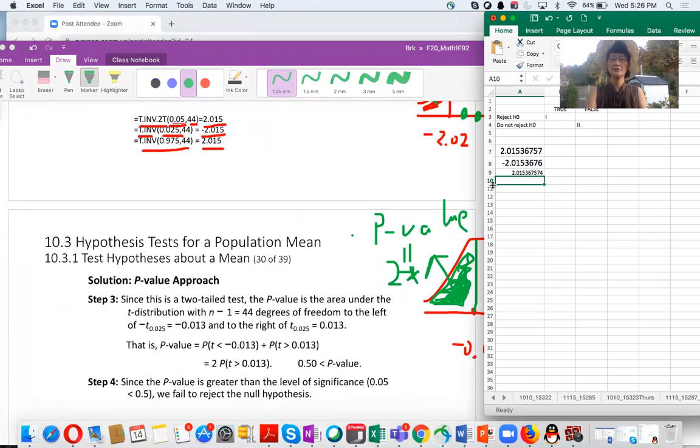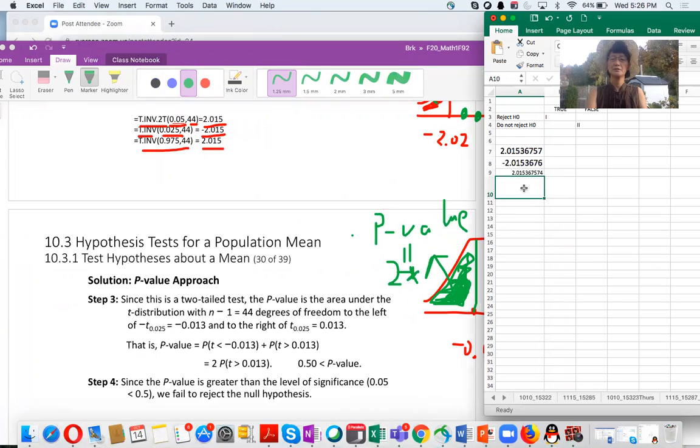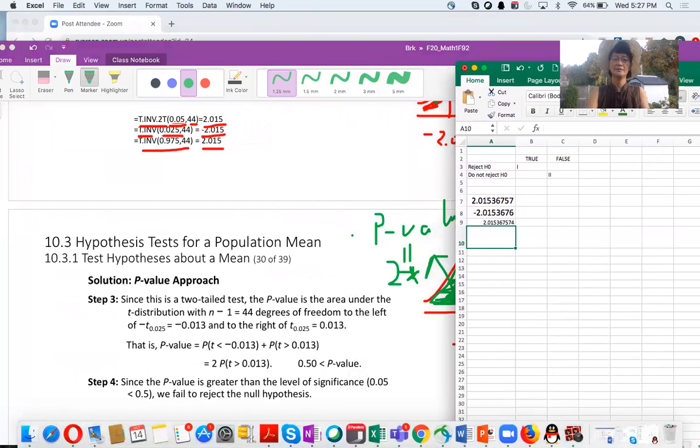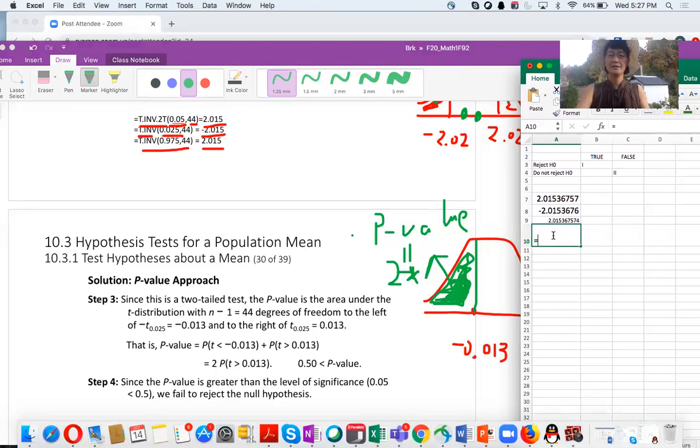So in Excel, I'll try to increase the font size for this cell. So equal T.DIST. If you tell Excel it is 2-tail, you do not do 2 times 2, because the computer already knows it is 2-tail. And X is negative 0.013, degree of freedom 44.